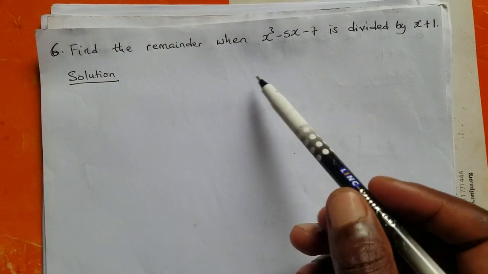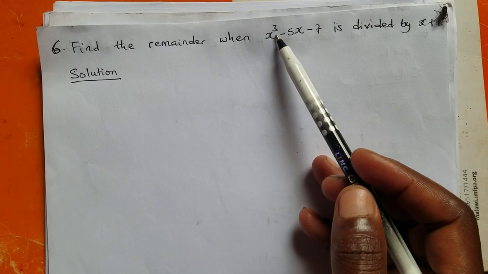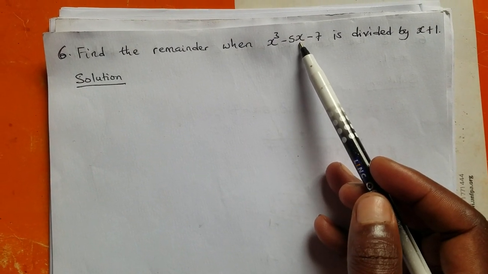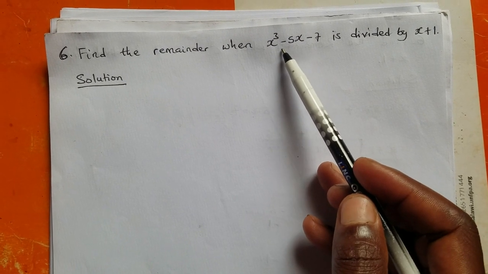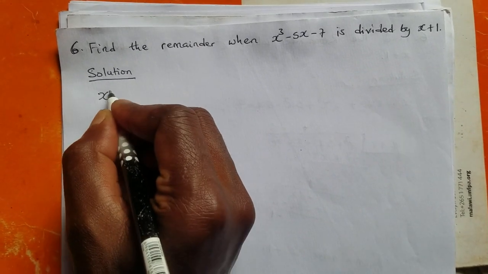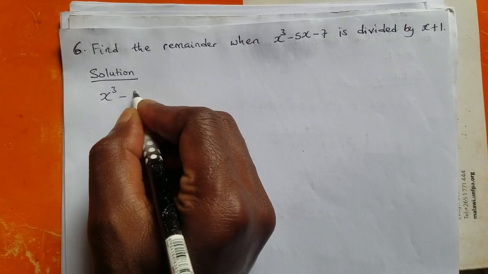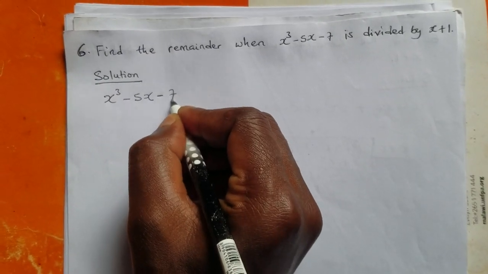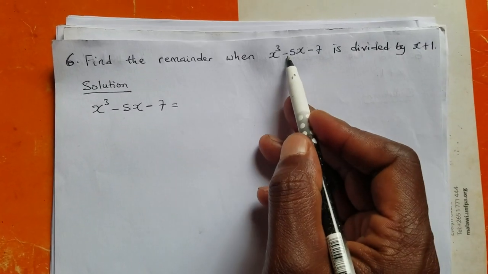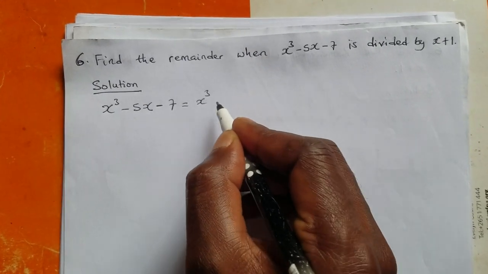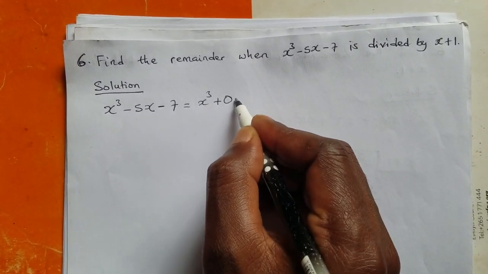But in this case, it is quite different. Of course, it is a cubic equation. After the cube of x, the next power of x is 1. That means we are missing x to the power 2. So the question is x to the power 3 minus 5x minus 7. So how can we put x to the power 2? That means the coefficient of that x to the power 2 was 0.